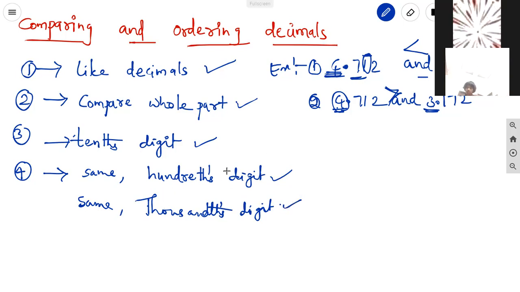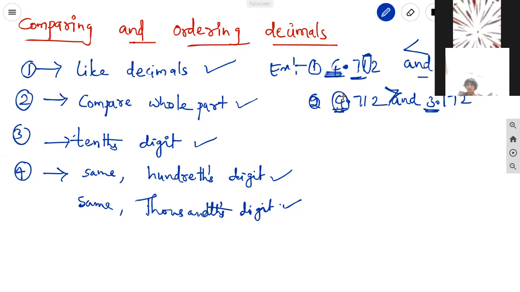If the whole parts are not the same, whichever is greater, that number is greater. When we compare the tenths digit, whichever is greater, that number is greater. If the tenths digit is the same, go for the hundredths digit. Whichever is greater, that number is greater. Okay. Now I am going to discuss some problems.